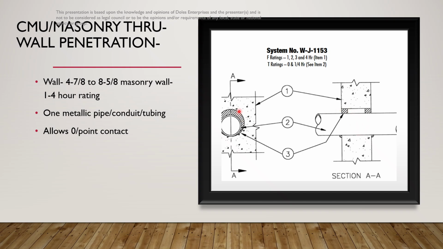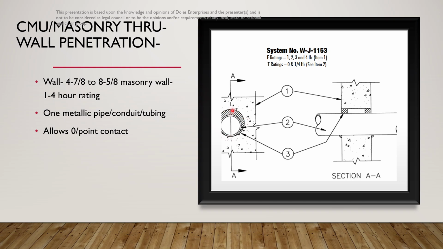For the purposes of this example, we're going to say that our opening is a core opening. Let's say it's a 6-inch wall. We have a 2-inch pipe inside. The 2-inch pipe actually has 0 point contact. And in our UL system, we see that we are allowed to have a 0-inch to a maximum 1 3/8 inch pipe contact. So our opening may or may not be in compliance.